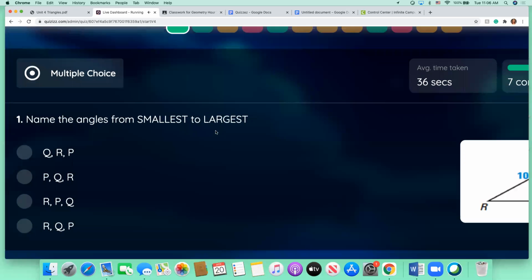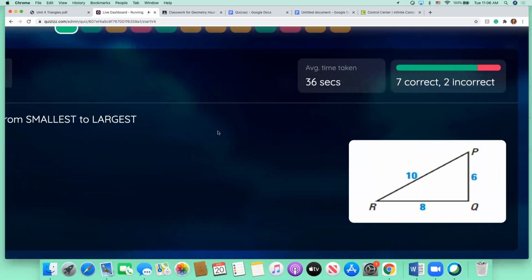Okay, so we want the sides from smallest to largest. So if we look at this, we have 6 is our smallest side. Sorry, it wants angles. So our smallest angle is going to be R. And continuing on with that, the one in the middle. Oh, hang on. I better change the color here. The one in the middle. Oh, my goodness sakes.